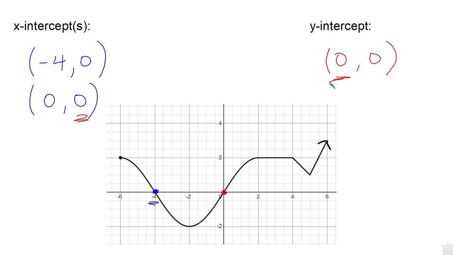So the basic idea here is look for when your graph crosses the x-axis to find an x-intercept, and recognize that for x-intercepts, y is always 0. And then for your y-intercept, look for where it crosses your y-axis, and remember that your x is always going to equal 0.